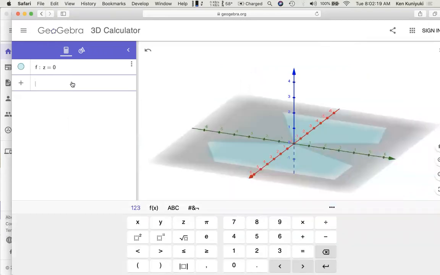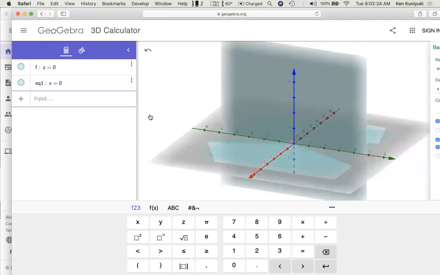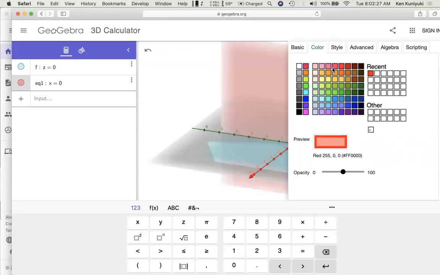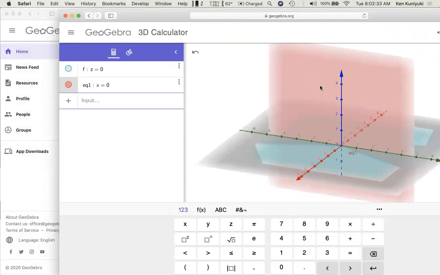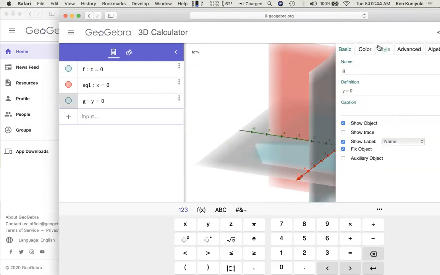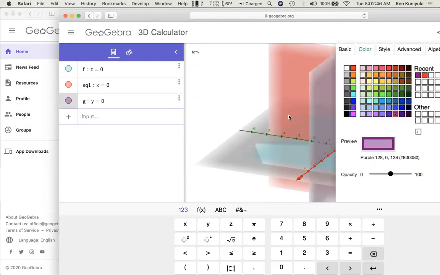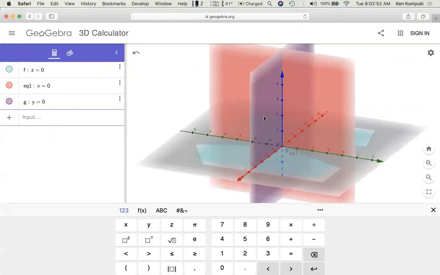Now, x equals 0 is the yz plane. I'll put that in red. X equals 0 is the yz plane. That's like the whiteboard. It contains the y-axis and the z-axis. Y equals 0 gives us the xz plane. It's like a wall on the side. Put that in purple. All right. So y equals 0 is the xz plane, which contains the x-axis in red, and the z-axis in blue.